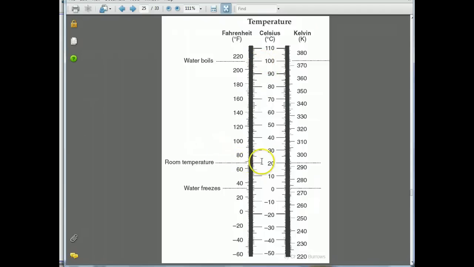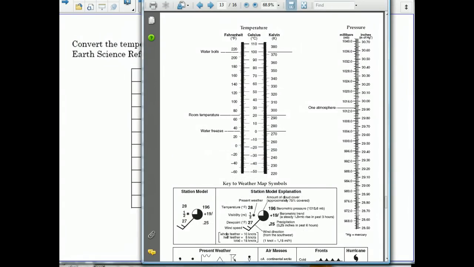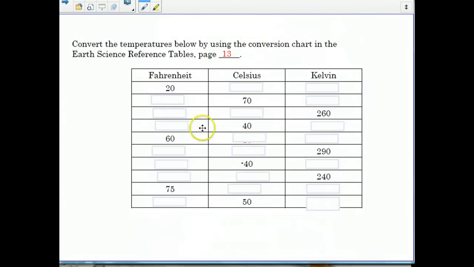The room temperature down here, freezing point down here at 0, room temperature is at about 20 degrees Celsius. You can convert these. This diagram is not the best. It doesn't show it like it does on your reference table, so I'd like you to use that to try and answer these questions. And I'd like you to also answer these.